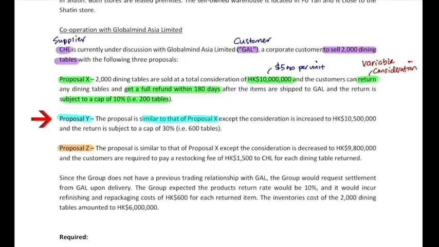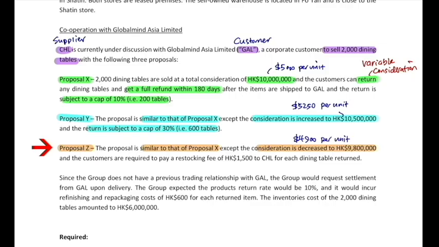Proposal Y is similar to Proposal X, except that the consideration is increased to $10.5 million, another $500,000, $5,250 per unit. And the return is subject to a cap of 30%, which means 600 tables. Proposal Z is similar to Proposal X, except the consideration is decreased to $9.8 million, which is $4,900 per unit. In return, the customer is required to pay a restocking fee of $1,500 for each unit returned.